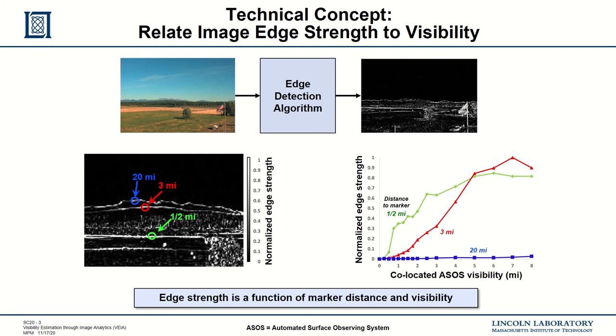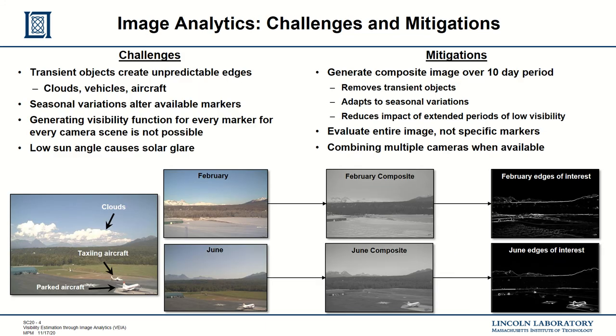But of course, all image processing has its challenge, and that must be resolved. For this algorithm, the challenge is to only identify edges that are persistent and can be related to visibility versus the edges from transient objects such as clouds, vehicles, planes, and people. To solve this problem, we have developed a method to create a composite image over a multi-day period to remove the transient edges. But of course, the scene can change due to seasonal variations such as snowfall. Therefore, the composite image must have a limited time period to allow it to adapt to these changing conditions.